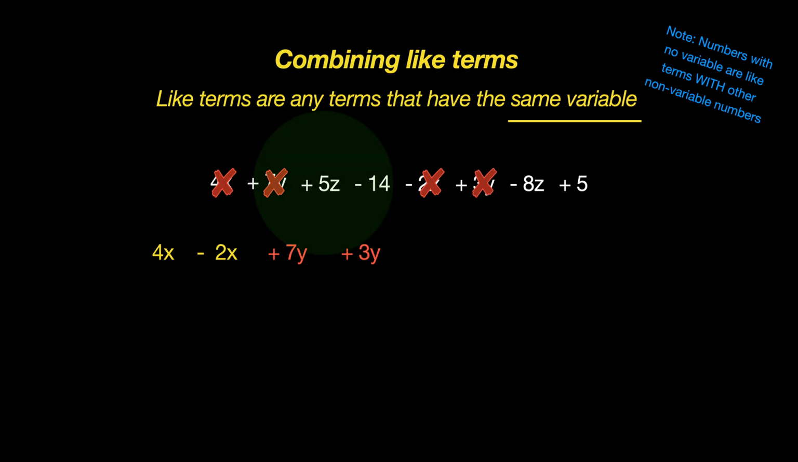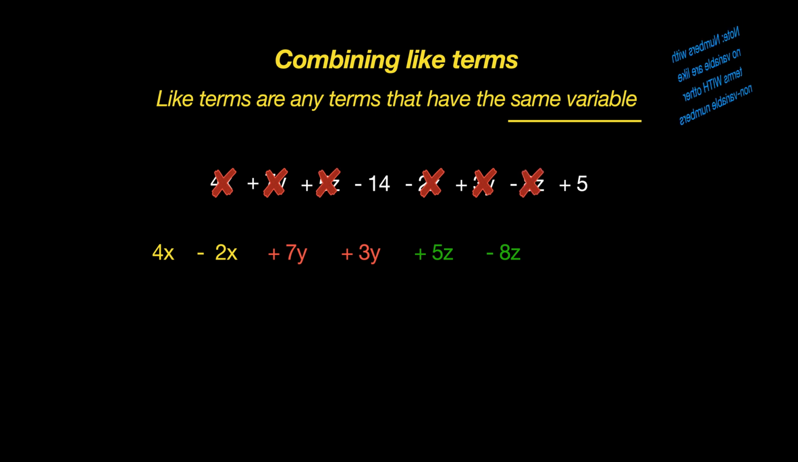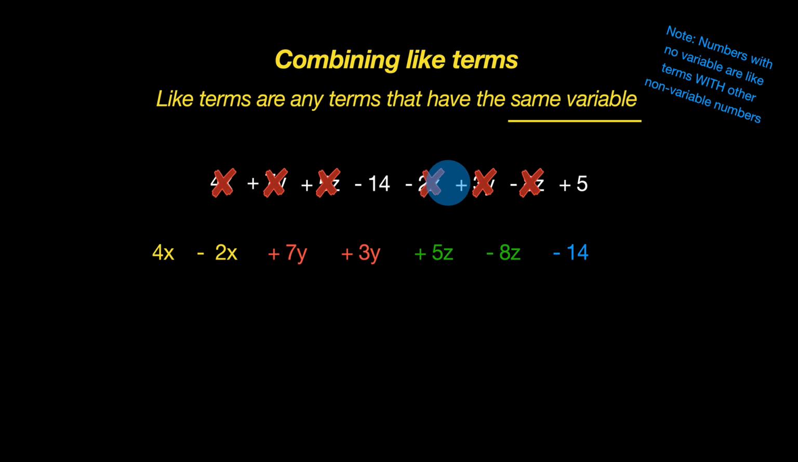Move on to z, which we'll define in green. So we got plus 5z, minus 14, minus 8z. There's another z. And then plus 5 is not z, so we're done there. Cross out the z's that we used. And now we only have 2 numbers left. Those are our numbers with no variable. So we're going to put those in blue. So we got negative 14 and positive 5.